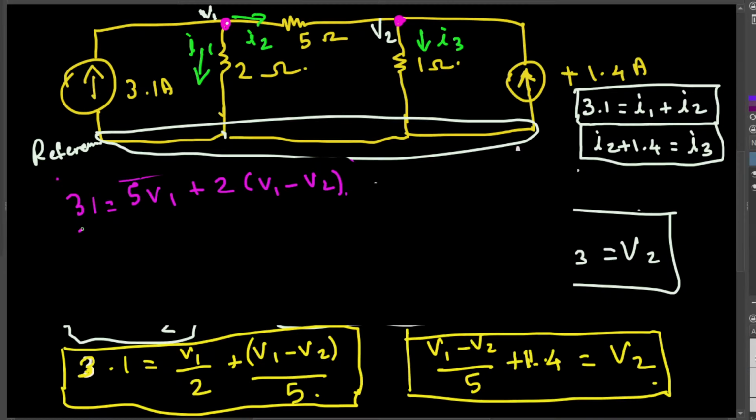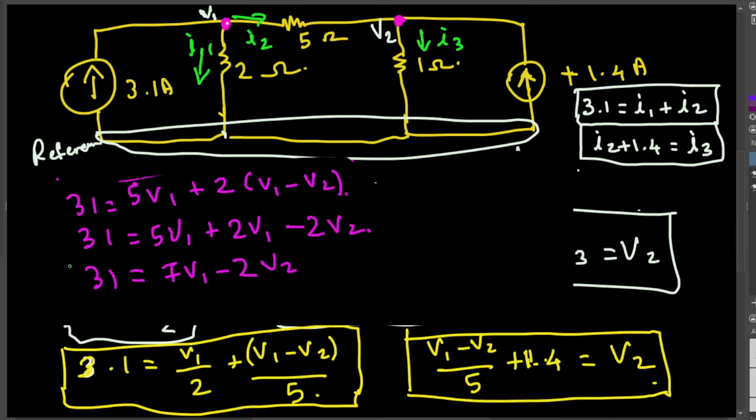If I expand the bracket, 31 is equal to 5V1 plus 2V1, and then 2 times negative V2, that's negative 2V2. 5V1 plus 2V1 is going to be 7V1 minus 2V2, that is equal to 31. Okay, so this is my new first equation.